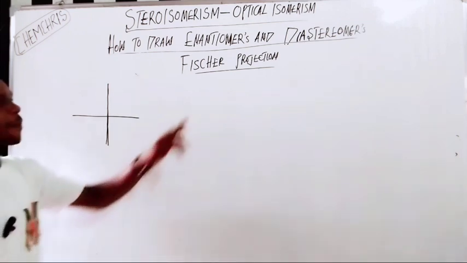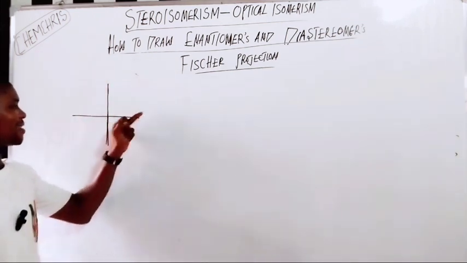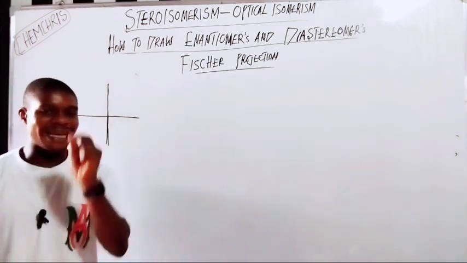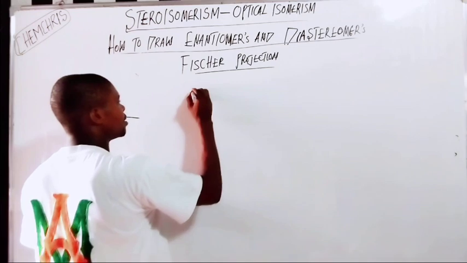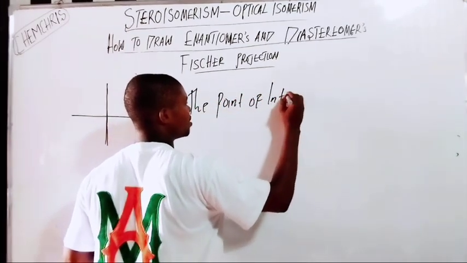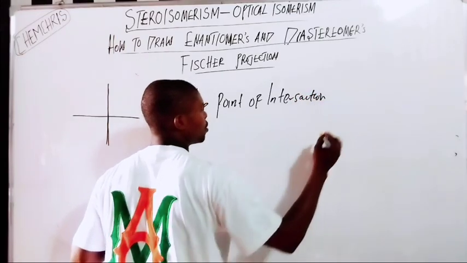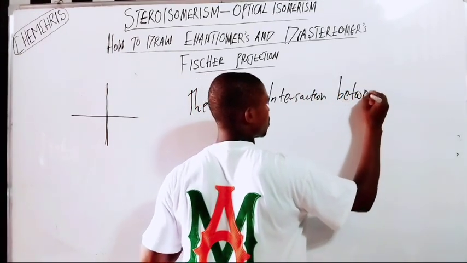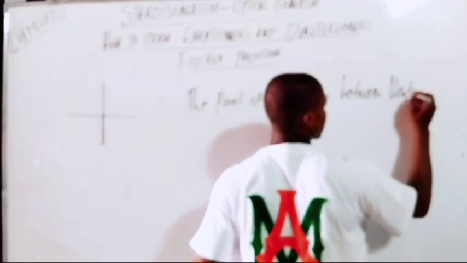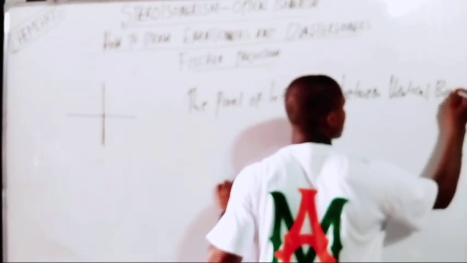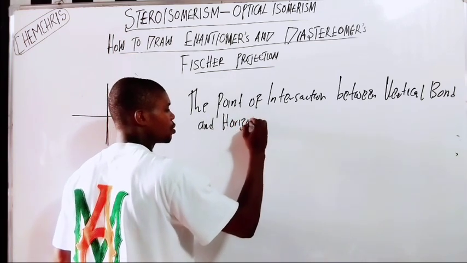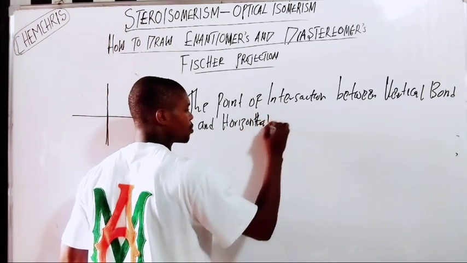Take note that in Fischer projection, the point of intersection between the horizontal and vertical bonds represents a chiral center. So you can say that the points of intersection between vertical bonds and horizontal bonds.